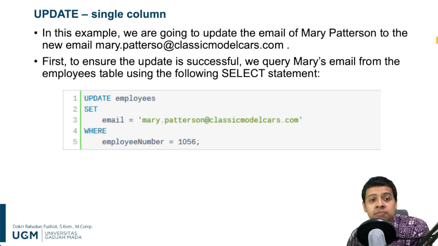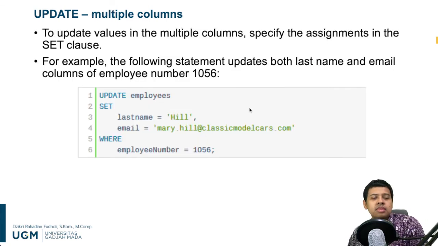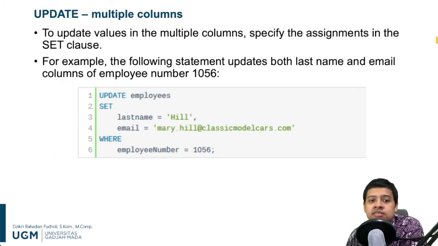But if there are multiples, then multiple rows are affected. So before, we see here that the email is M Patterson, and after being updated, it was changed to Mary.Patterson. So we see here by using select. If you want to update multiple columns, just separate each column using a comma, just like this one. And that's it. That's the update.